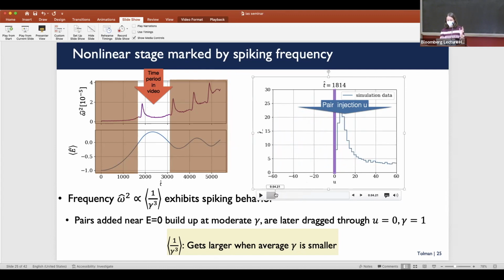You have a bunch of pairs being pulled through a low Lorentz factor, and then they're pulled out of it, right? So being pulled into it pulls the spike up, and being pulled out of it pulls it down. Right, so that's what's causing these spikes in the frequency. Now, all right, it's also somewhat interesting to know how the full distribution function evolves over the course of this nonlinear bounce, even after the spike.